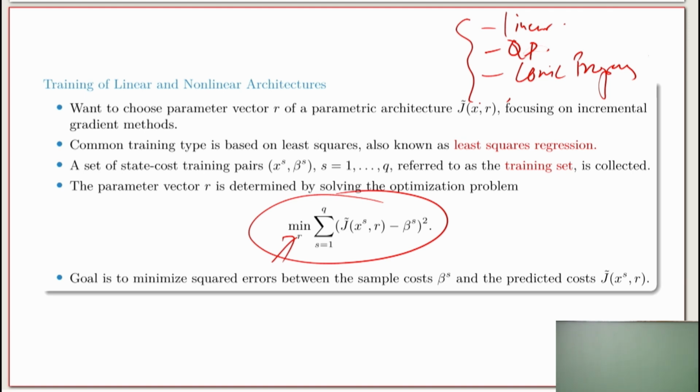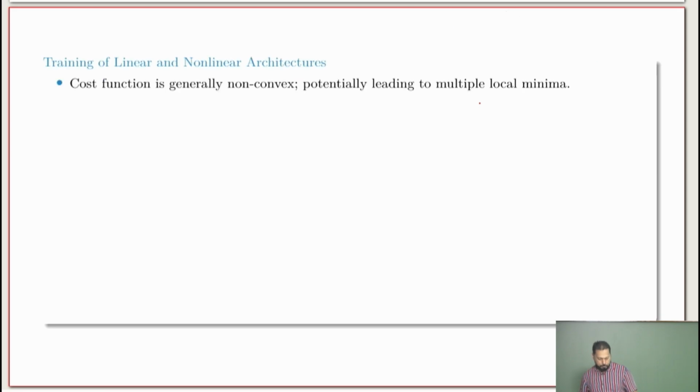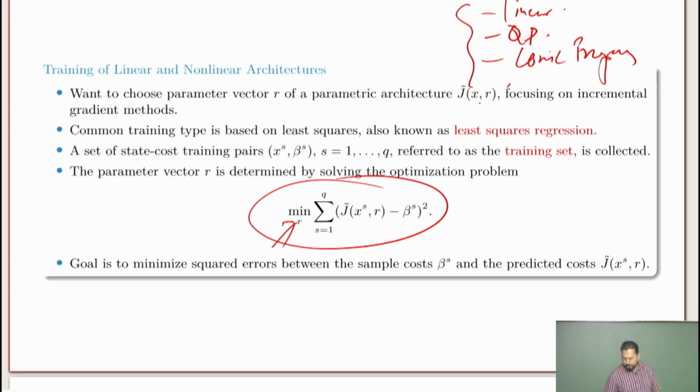So whether it's linear, quadratic, conic, or nonlinear, it really depends on what j tilde is. Neural networks are nonlinear. Right now we cannot say which class this optimization problem belongs to. So we will see what the possibilities could be. The cost function in general will be non-convex. For example, straight away if you use a neural network, it's non-convex, and typically nonlinear and so on.